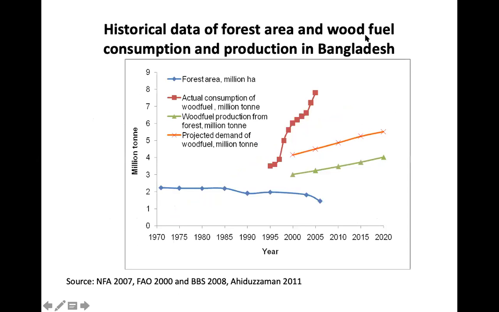Historical data of forest area and wood fuel consumption and production in Bangladesh. In Bangladesh, forest area in million hectares seems to be declining. Recent data shows like that. But actual consumption of wood fuel, in million tons, is increasing very fast. Wood fuel production from forest, in million tons, is also increasing. That means deforestation is increasing.